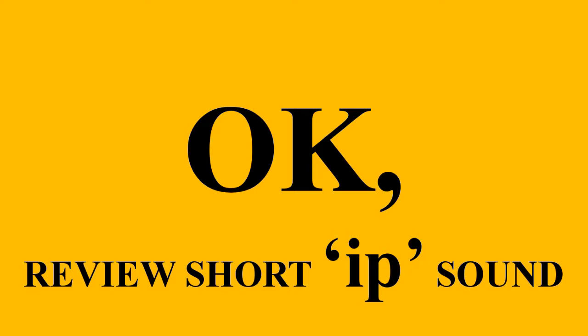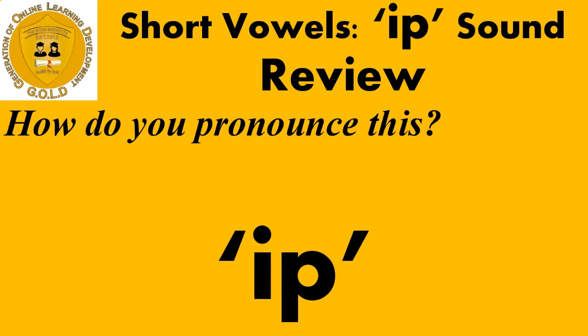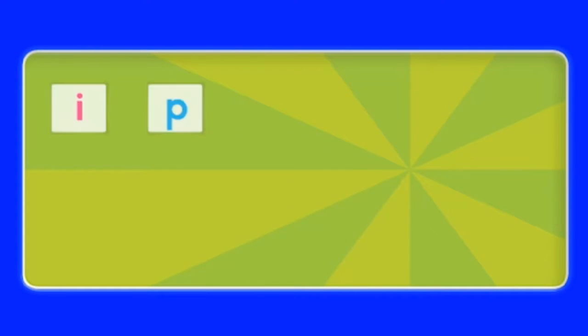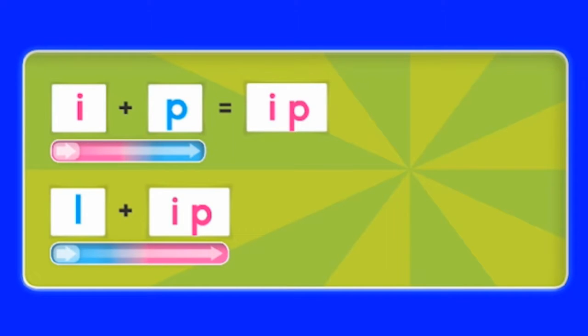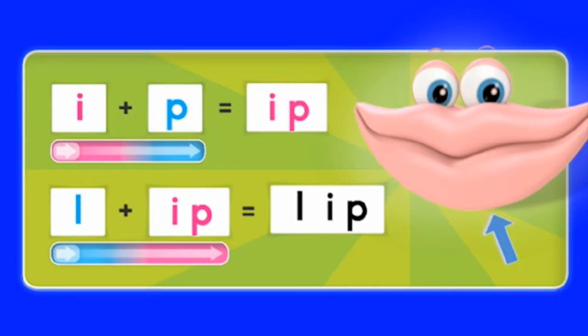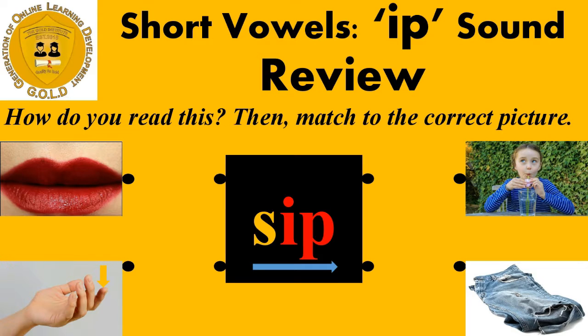Okay, review the short IP sound. How do you pronounce this? I, p, ip, l, ip, lip. How do you read this word? Then, match to the correct picture. Please, check your reading and matching on the next slide.